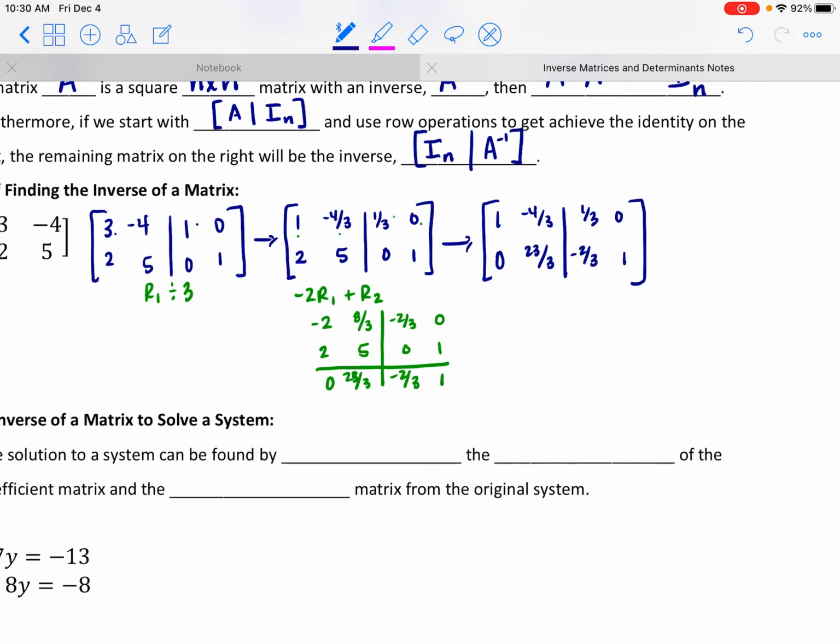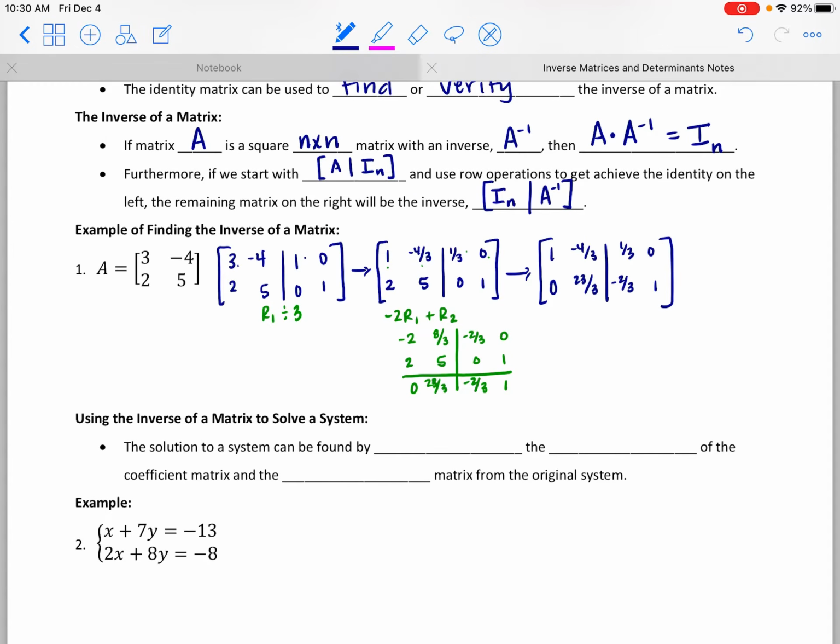Okay, so we've got 2 more steps here, and it should make sense that it's going to take 4 steps. If we're trying to get a 1, a 0, 1, and 0, that's 4 numbers we've got to manipulate, so 4 steps this would take.